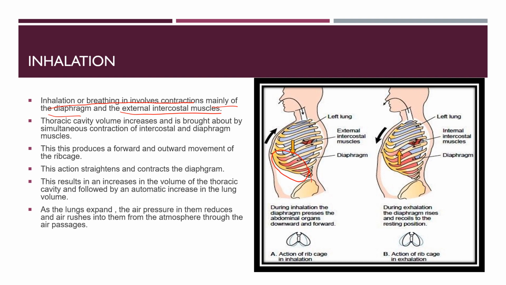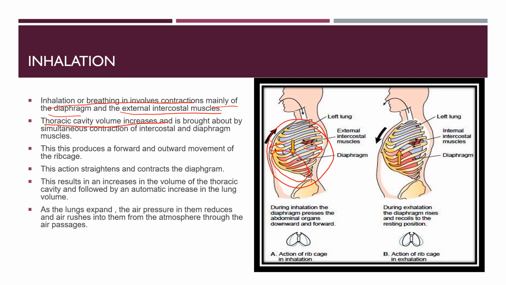This is a muscle between the costal cartilages, and it is replaced by a membranous layer, called the external intercostal muscles. When these contract, the thoracic cavity volume increases. When the thoracic cavity volume increases, what is happening here? A huge space is created, due to the forward and outward movement of the rib cage. It increases the volume of the thoracic cavity, followed by an automatic increase in the lung volume. So lung volume increases and the lungs expand.